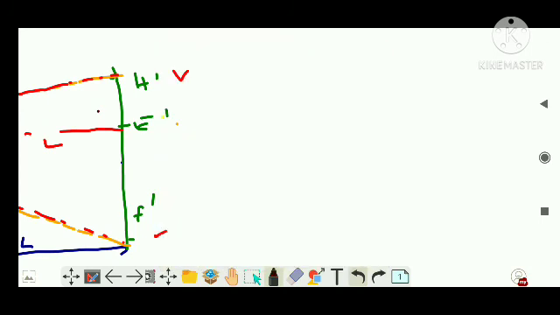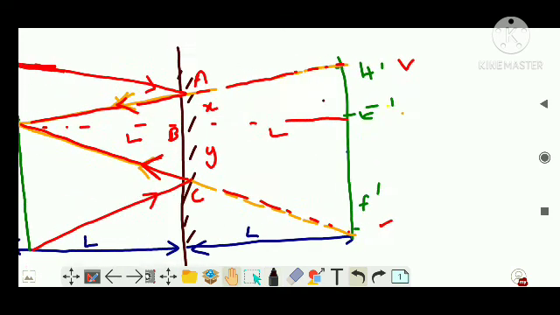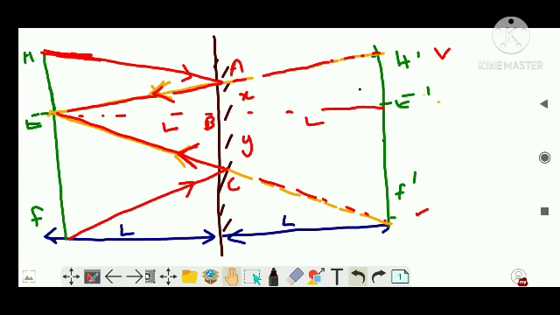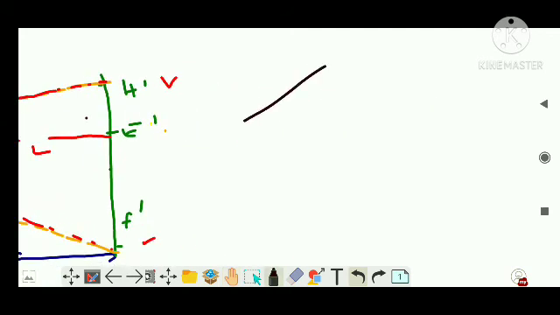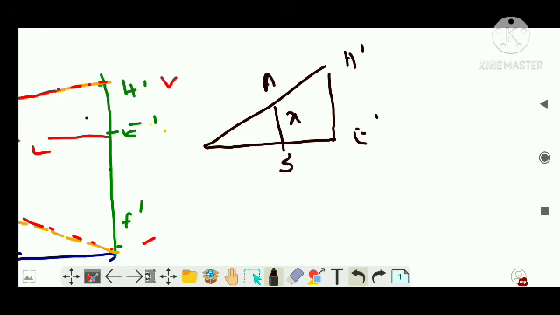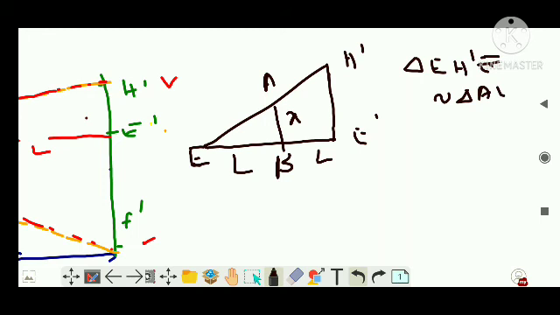Now let us consider the triangle E H dash E dash and triangle E A B. Let's draw the triangle here itself, right? Triangle is like this. This is H dash, this is E dash, this is A, this is B. What was the distance? Let's say this is X, this is E, right? This L, this L.